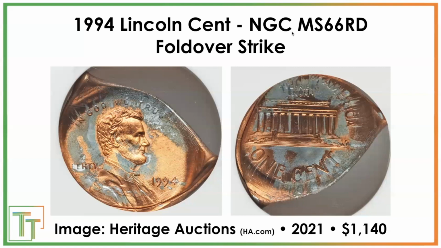Does it matter what condition? Like if this was a mint state 64 red brown, say, is it a less desirable coin? Is it going to get cut in half on the value? Or if it was 67? I think if it was 67, 65, the price would still be about the same.